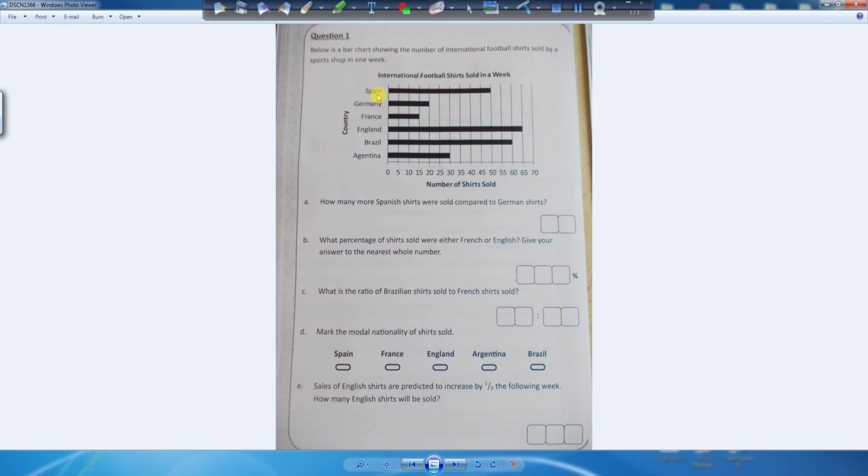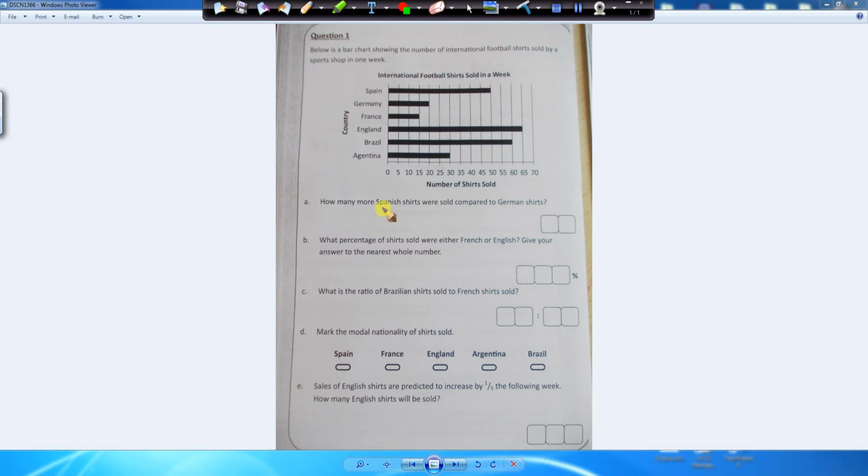So this is a horizontal bar chart. It doesn't go vertically, it goes horizontal. So we've got a title, the y-axis is labeled as country, and the x-axis is our frequency, number of shirts sold. Normally it's the other way around. So the first question is, how many more Spanish shirts were sold compared to German?